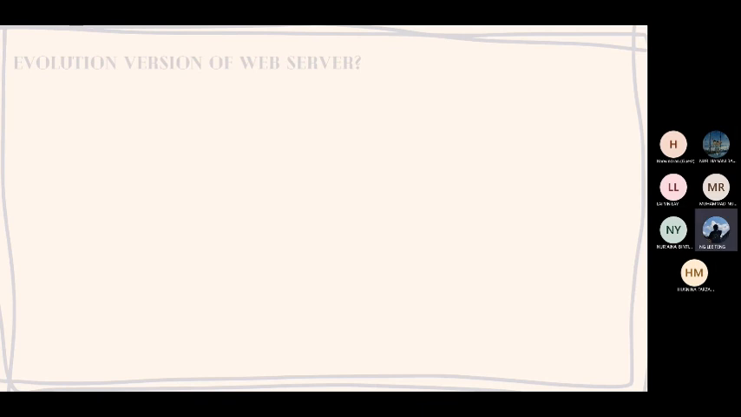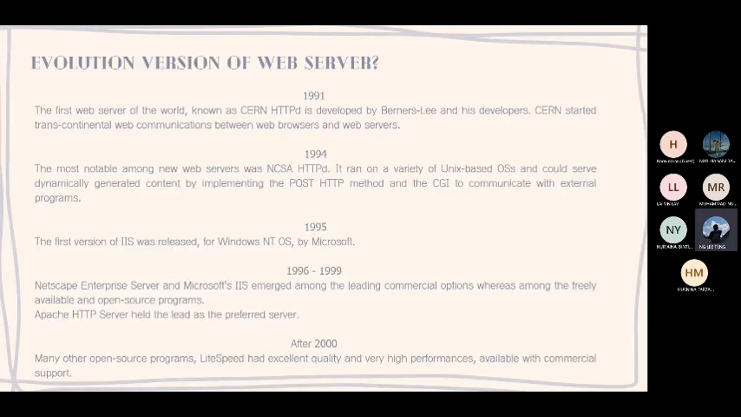And the next is the evolution of web server versions. In 1991, the first web server in the world, known as Sun HTTP, was developed by Berners-Lee and his developers. It started transcontinental web communication between browser and web server.